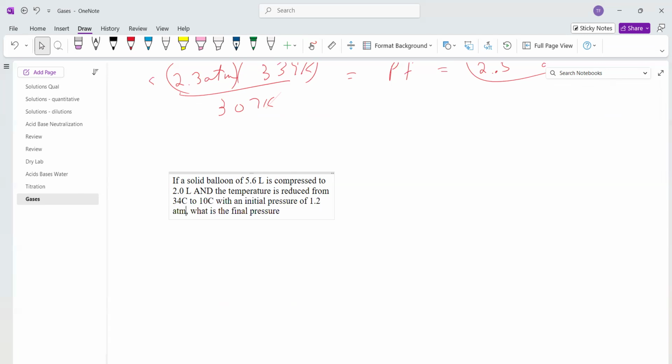Okay, a solid balloon. That means solid, it's not gonna change volume. I still specified it, but it's not gonna change. It's gonna go from 5.6 initially to 5.6 final. It's compressed to 2 liters. So we're taking that 5.6 now and crushing it down to 2. And we're gonna reduce the temperature from 34 degrees down to 10 degrees Celsius. If we measure the pressure initially inside the solid balloon, it is 1.2 atmosphere. What's the final pressure?